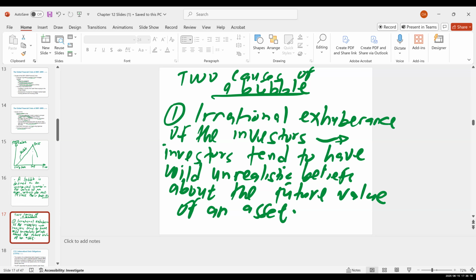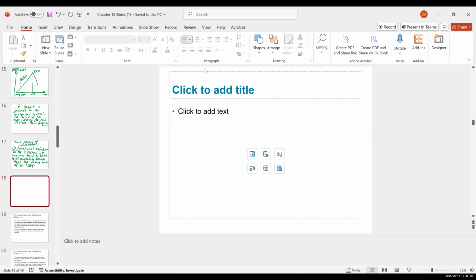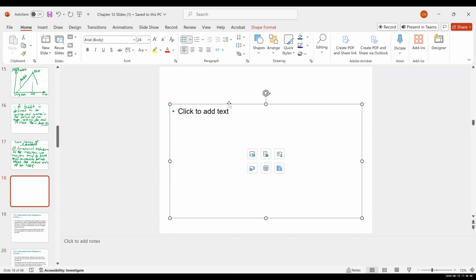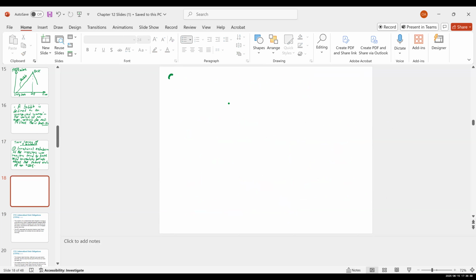The problem with irrational exuberance is that it's very difficult to identify in the data because it's based on human psychology. You cannot go deep into everybody's mindset to find out what they're really thinking about the future value of an asset. That's very difficult to identify in the data. But the second kind of bubble, which can be easily identified in the data and was also happening in the early 2000s, is different. If a bubble is not driven by irrational exuberance, it's going to be driven by what we call credit booms.